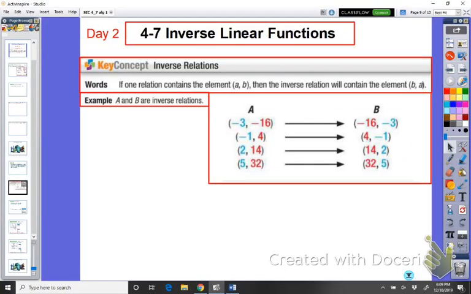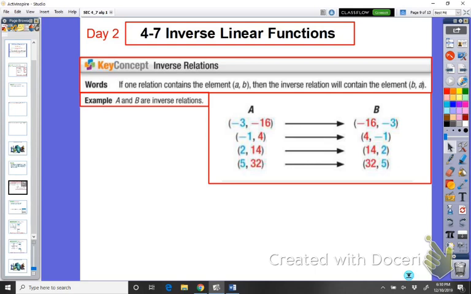This is day 2 of 4.7, inverse linear functions. You should have your notes open to the same page that you see on this screen, and take notes and listen to the video as I explain this lesson. If at any point it's going too fast, hit the pause button and catch up on your notes.